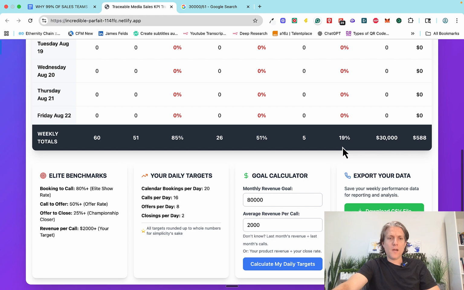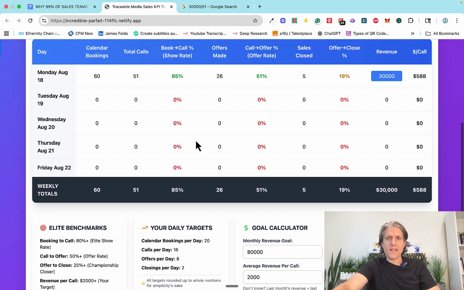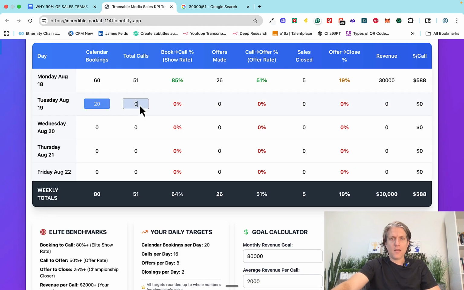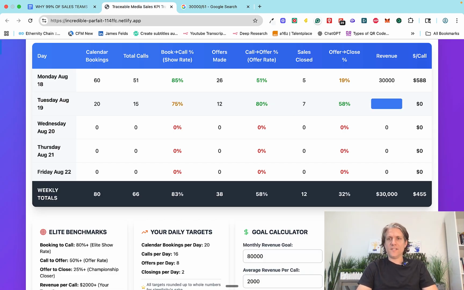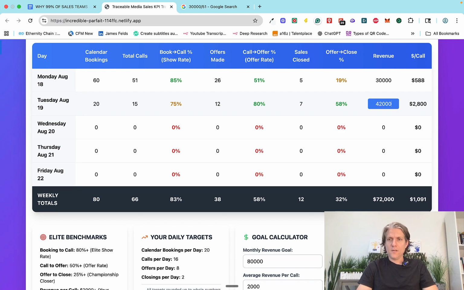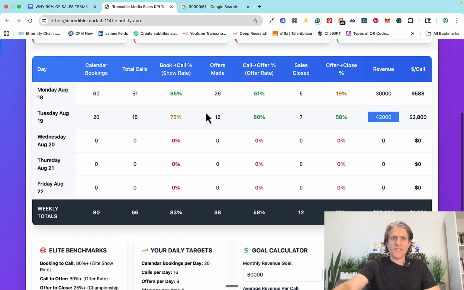So here we go, this is great. We now have our weekly totals here, and you can see that it's helping you figure out what metrics we need to work on. Total calls we took 15, offers made, let's say 12, and sales closed, we crushed it. Okay, so 7 times 6,000 is 42,000. So there we go. We crushed today. Excellent. You can see these working out.